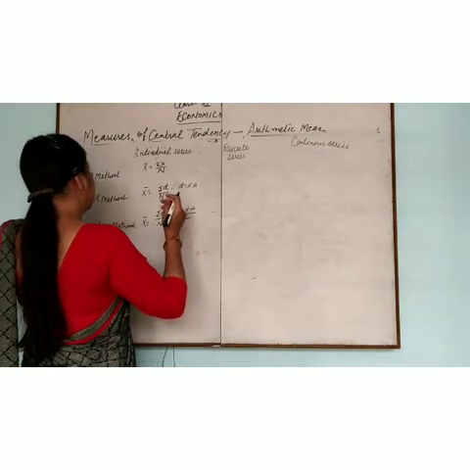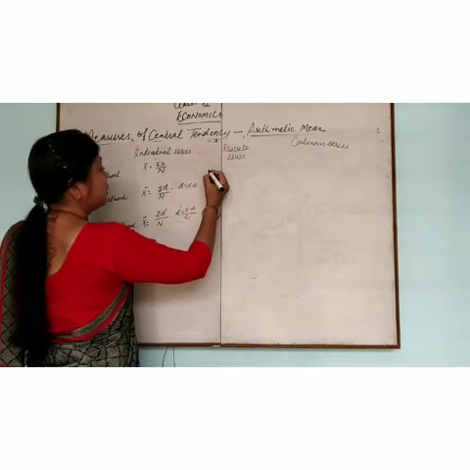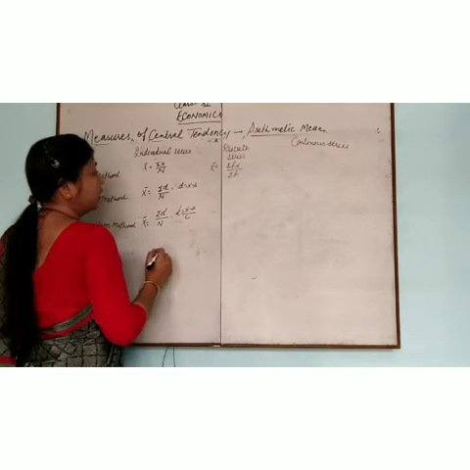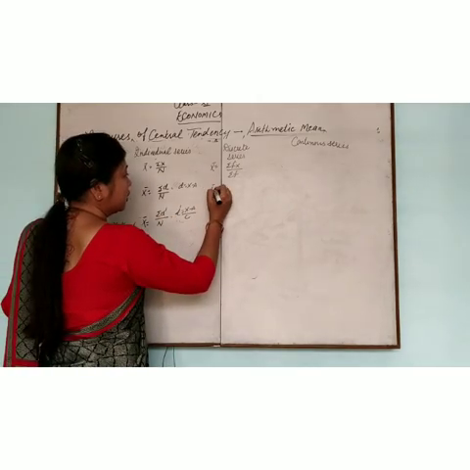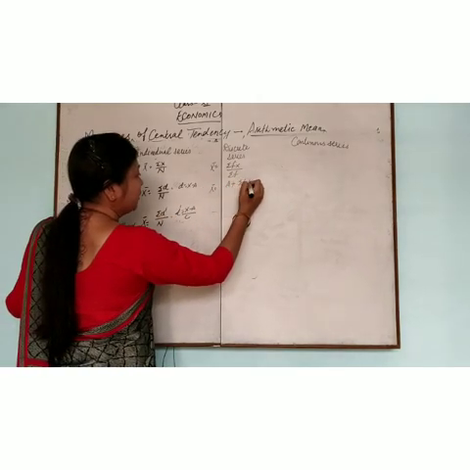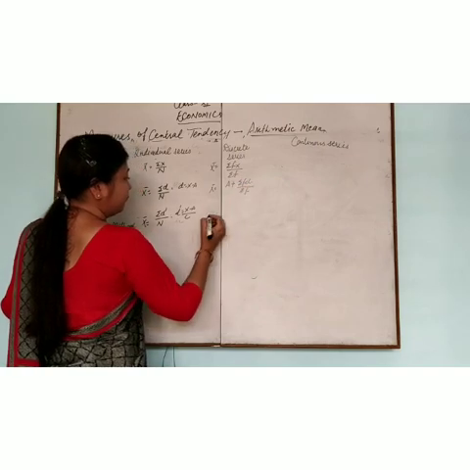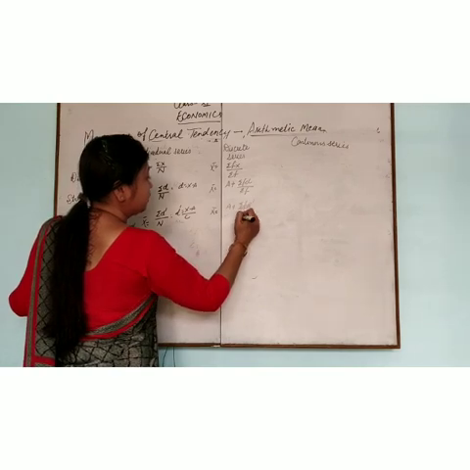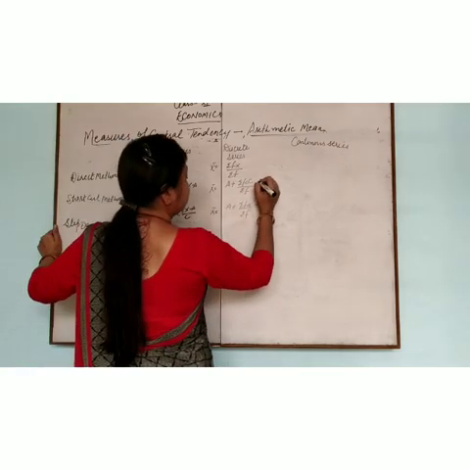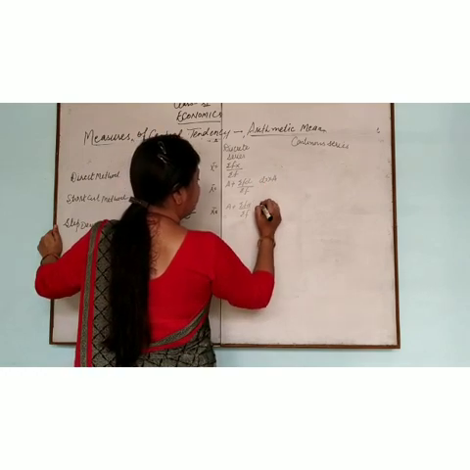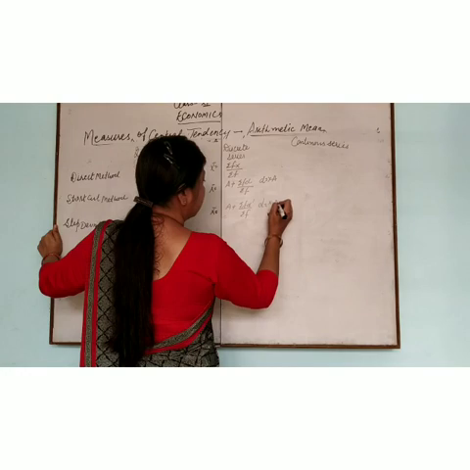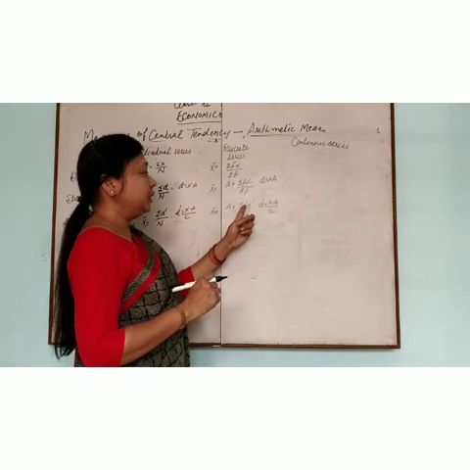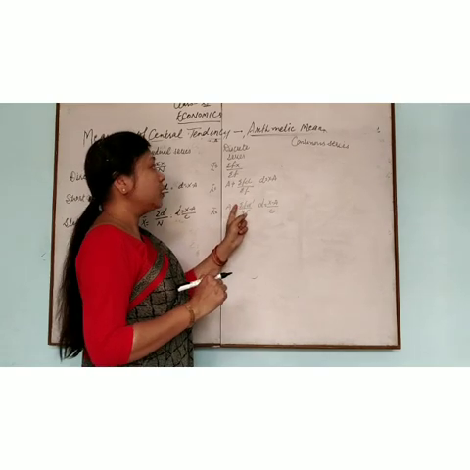Now in the discrete series, in the direct method x bar is equal to summation of fx upon summation of f. Then in the shortcut method, a plus summation fd upon summation of f. And in the step deviation method, a plus summation fd dash upon summation f. Here d is the same, x minus a, and d dash is equal to x minus a upon c. Remember, first of all you have to calculate d, then multiply with the f. After that you will do the sum.